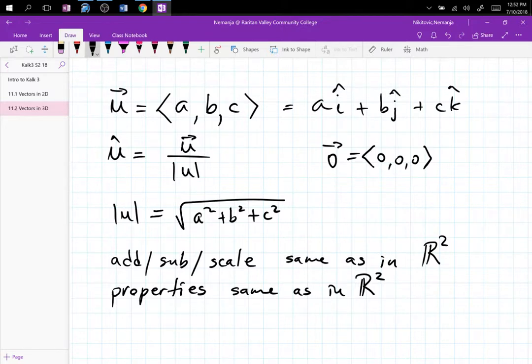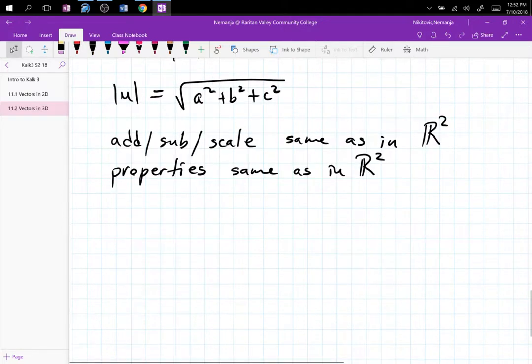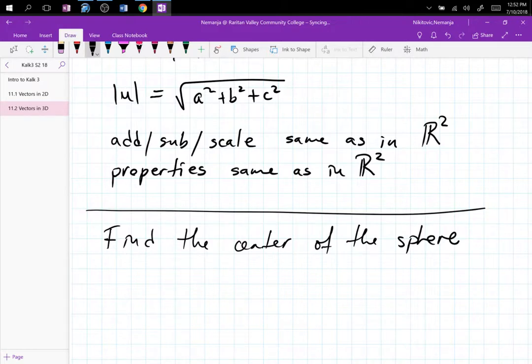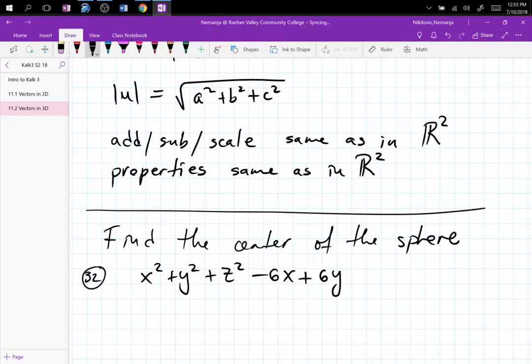All right, now let's take a look at something. Ooh, you definitely forgot this. Let's see. Find the center of the sphere. And I just want to find the most diabolical case I can. There we go. Nice. So x squared plus y squared plus z squared minus 6x plus 6y minus 8z minus 2 equal to 0.